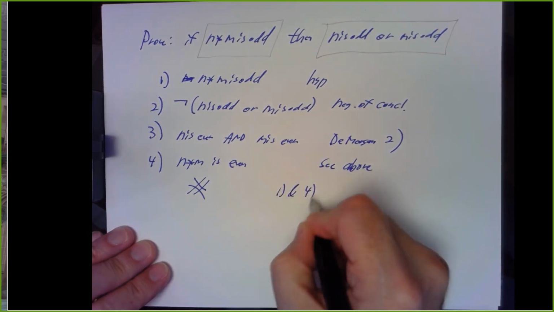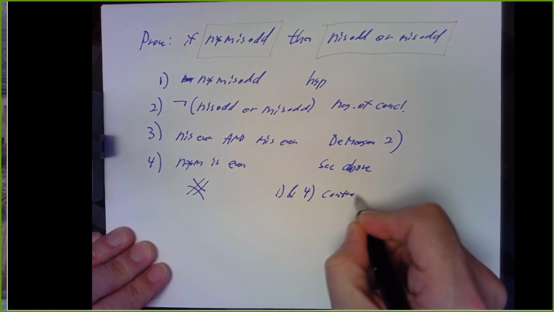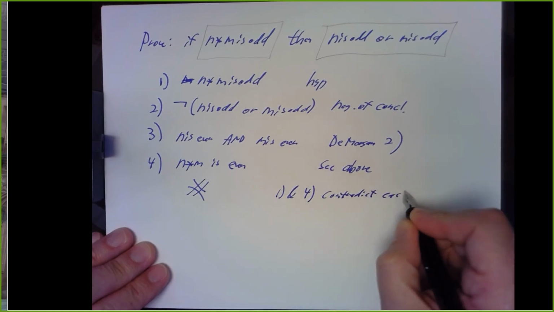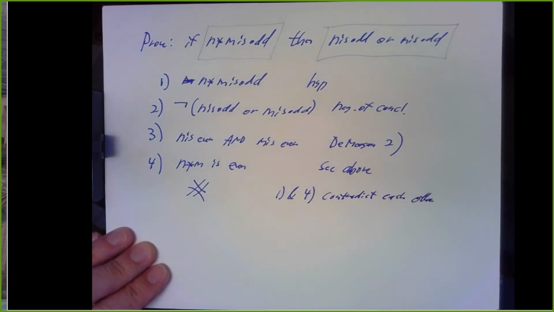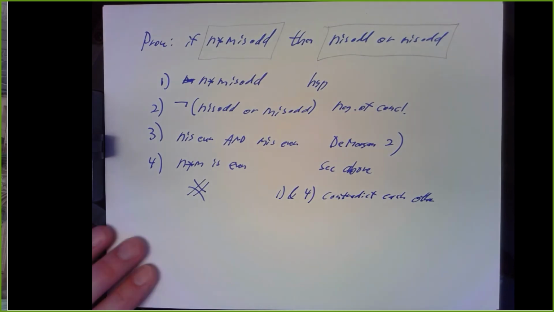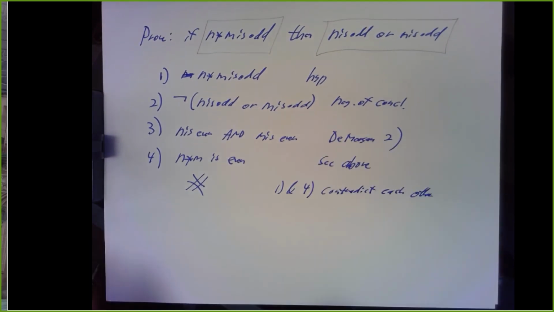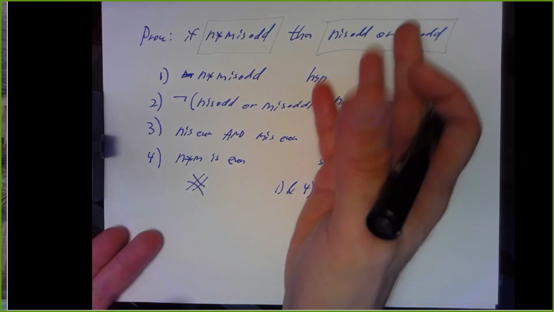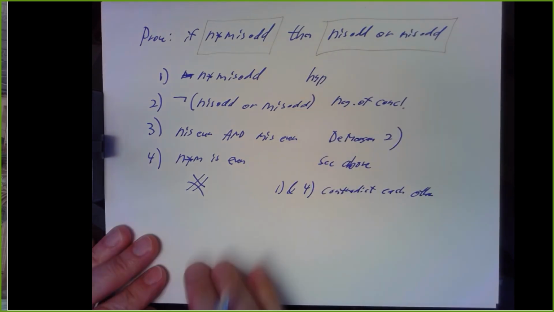So 1 and 4 contradict each other. Okay, so this is where some people are inclined to stop, but finding a contradiction doesn't prove what we're trying to do unless we tell the person why this contradiction proves that. Why does it prove it?